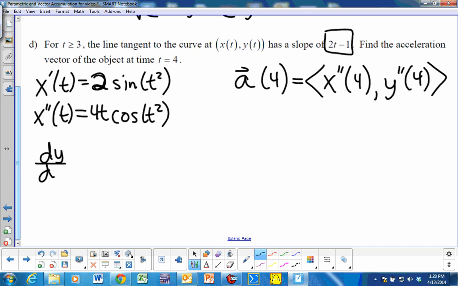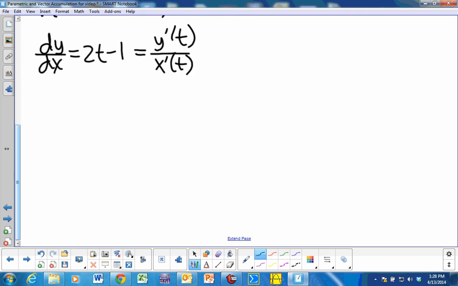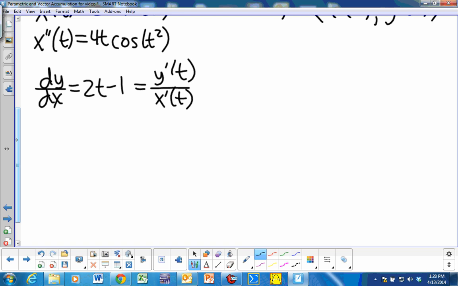Well, we know that dy dx is 2t minus 1. That was given. I boxed that in. They told us, here's the slope of the tangent lines. It's 2t minus 1. Well, I know that the way I find that answer is to take y prime at t over x prime at t. Well, I know x prime at t, so that will allow me to solve for y prime at t.